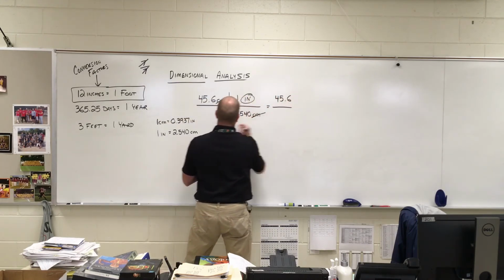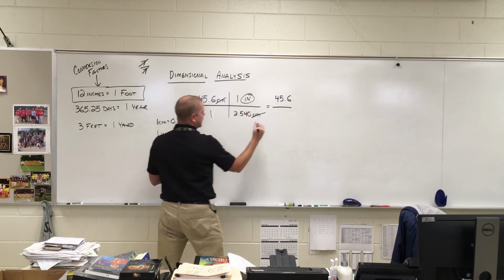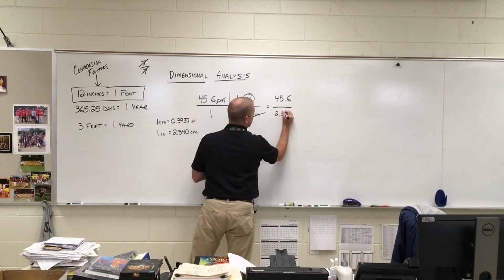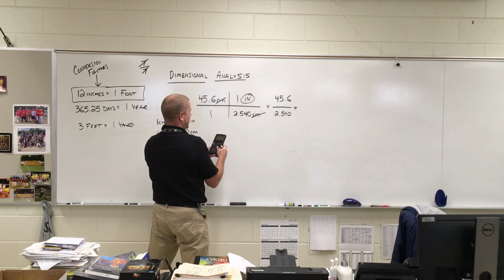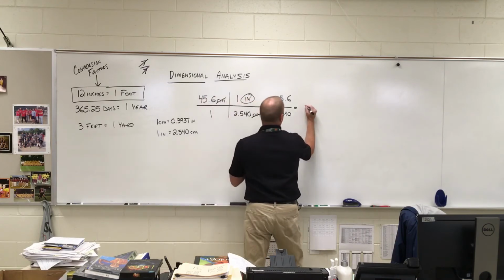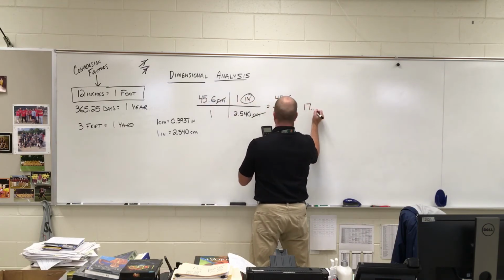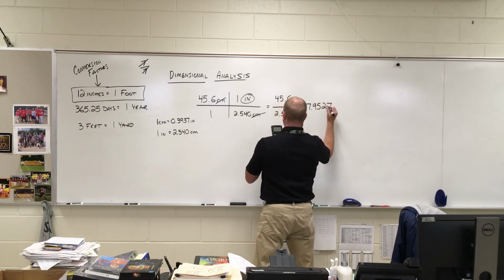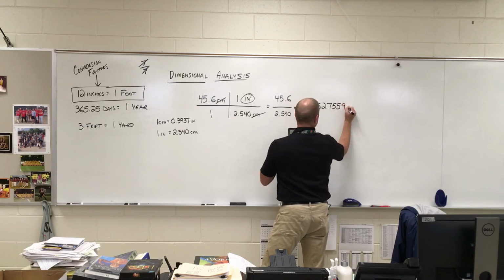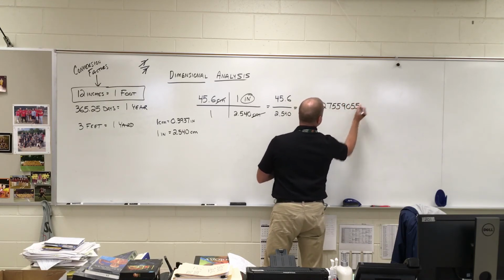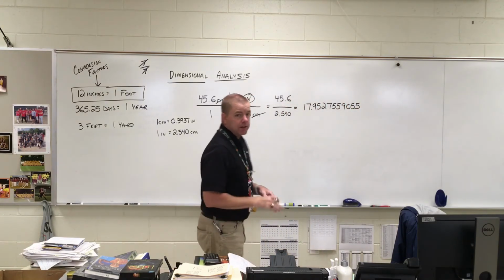45.6 over, this is a 1, a placeholder. So it's divided by 2.540. Okay? And so when I take 45.6 and I divide it by 2.540, I end up with this number. And I'm not answering with sig figs yet. 17.9527559055. Okay? Now, significant figures.